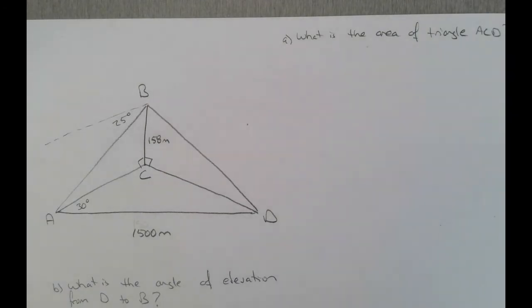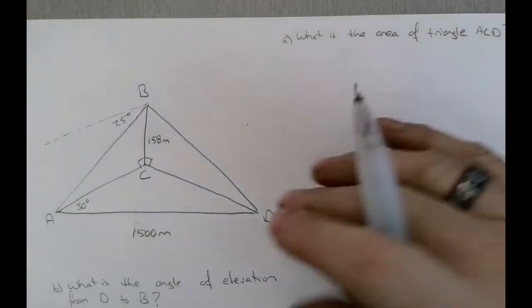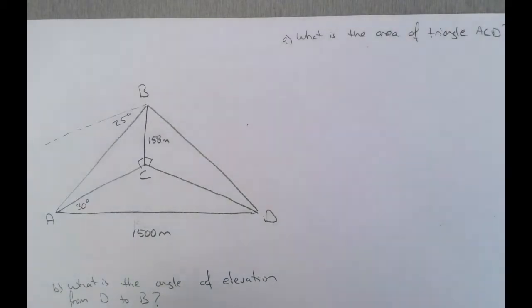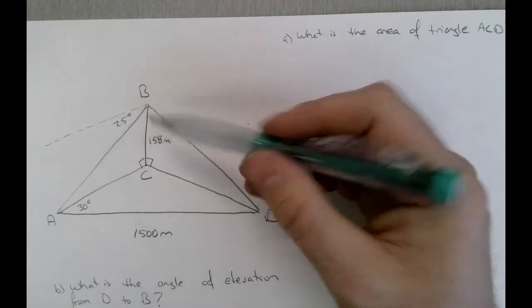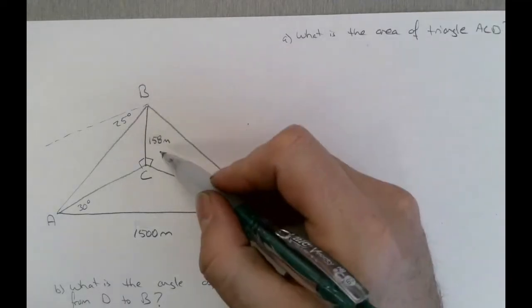Okay, so here we go. We're going to take a quick look at a trigonometric word problem here, but in 3 dimensions. And so the way the question's been worded here is, let's say you've got this tree or pole or building or whatever, and it's 158 meters tall.